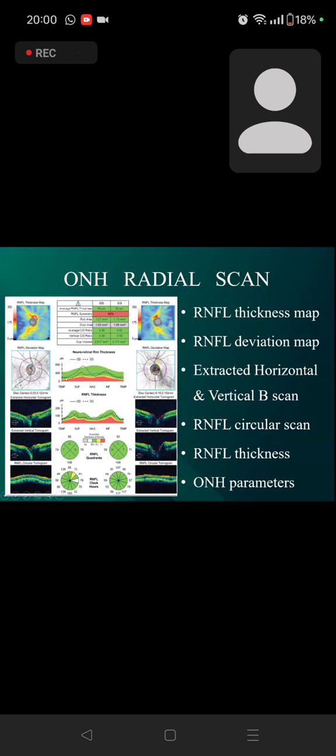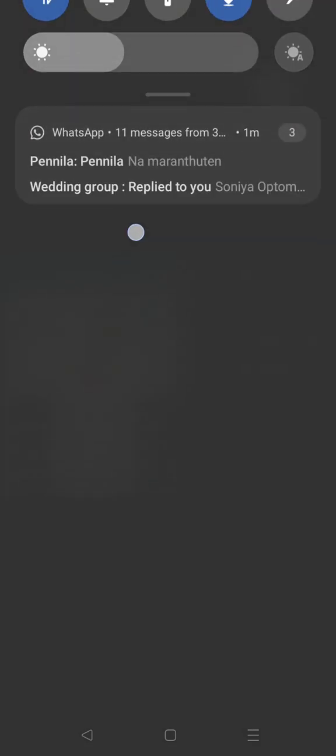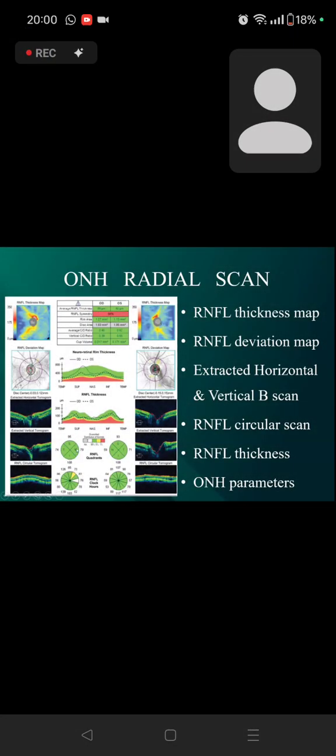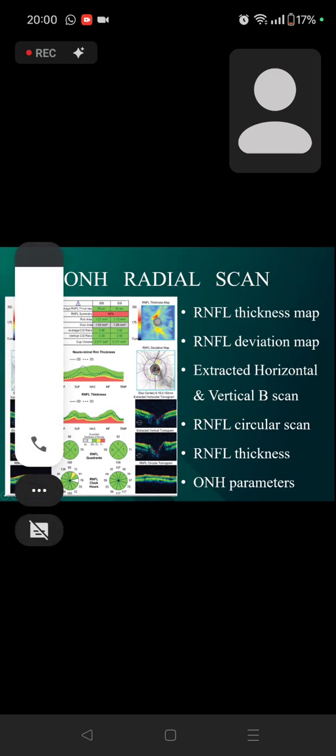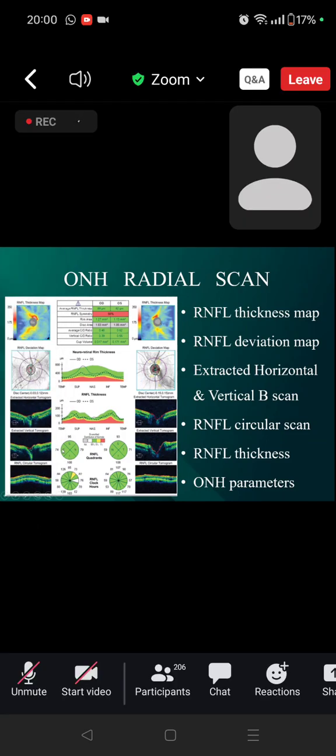We all know the superior and inferior NRR will be thickest, so there will be a double hump, superior and inferior. In neuroretinal rim thickness as well as the RNFL thickness, you will see a double hump pattern. And next coming here, this is a sectoral analysis, that is the superior optic disc, inferior optic disc, nasal and temporal. This is analyzed. Usually the values will be between 75 to 107.